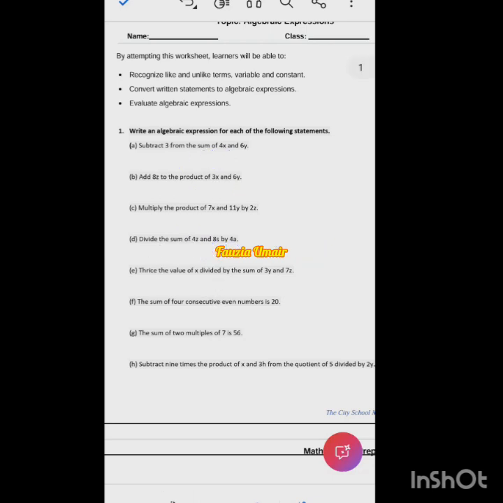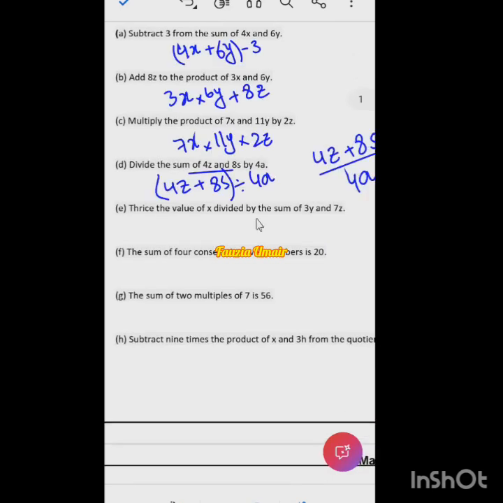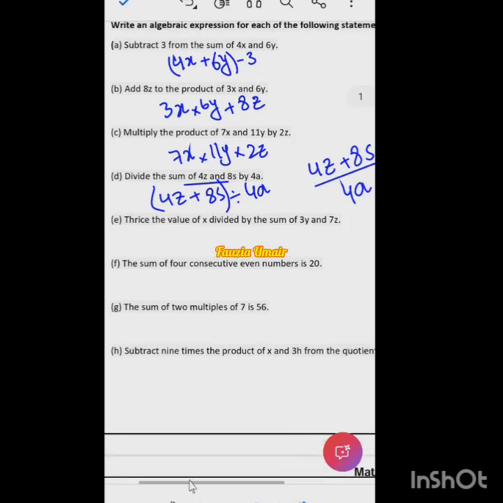Thrice the value of x. So thrice the value of x, divided by what? Thrice the value, 3x. And then divided by 3y plus the sum of 7z. So 3y plus 7z. Right? Here this bracket is important. Either use this bracket or you can write it like this, 3x by 3y plus 7z.